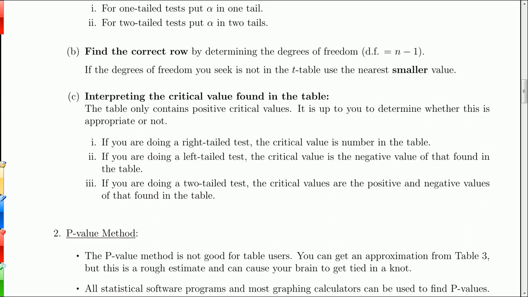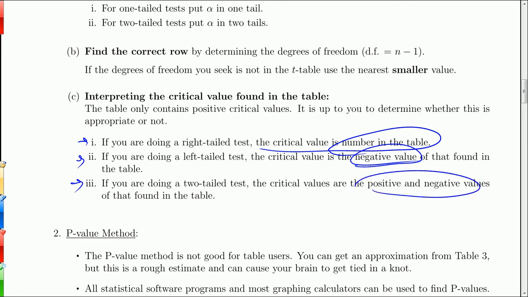Interpreting the critical value. If you're doing a right-tailed test, the critical value is the number in the table. If you're doing a left-tailed test, you take the negative value of what you found. And if you're doing a two-tailed test, you use the positive and negative values of the table value.